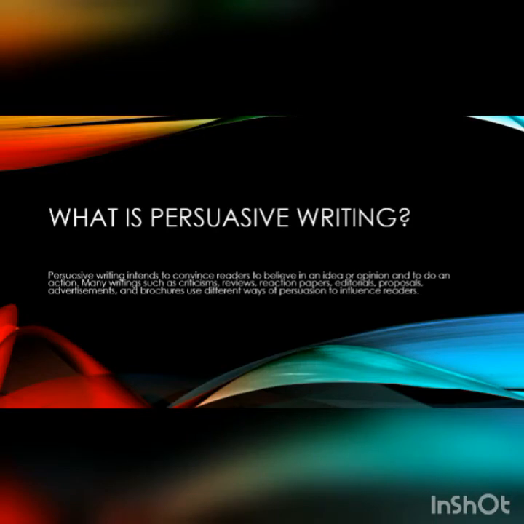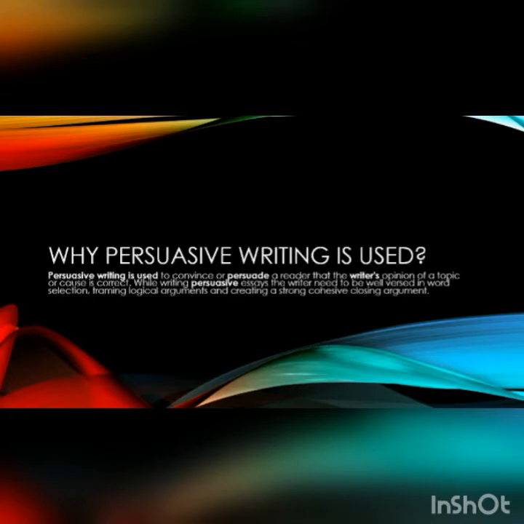Persuasive writing intends to convince readers to believe in an idea or opinion, or to do an action. Many writings such as criticisms, reviews, reaction papers, editorial proposals, advertisements and brochures use different ways of persuasion to influence readers. Persuasive writing is used to convince or persuade a reader that the writer's opinion of a topic or cause is correct. While writing a persuasive essay, the writer needs to be well versed in word selection, framing logical arguments, and creating a strong, cohesive closing argument.